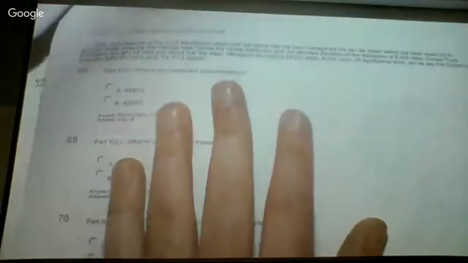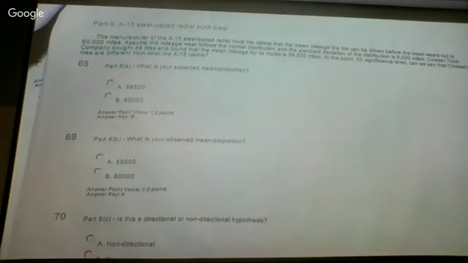Now we've actually got a problem with some stuff to be read. The manufacturer of the X15 steel-belted radial truck tire claims the mean mileage the tire can be driven before the tread wears out is 60,000 miles. Assume the mileage follows a normal distribution and the standard deviation of the distribution is 5,000 miles. Crossett, a truck company, bought 48 tires, which is a weird number to buy for 18-wheelers, just saying, and found that the mean mileage for its 48 tires was 59,500 miles. At the 0.05 significance level, can we say that Crossett's tires are different from what X15 claims?